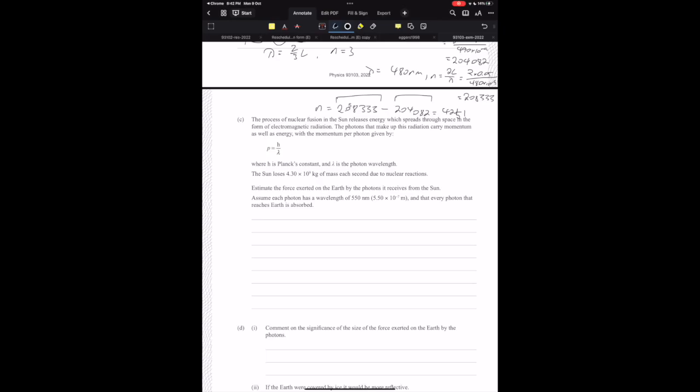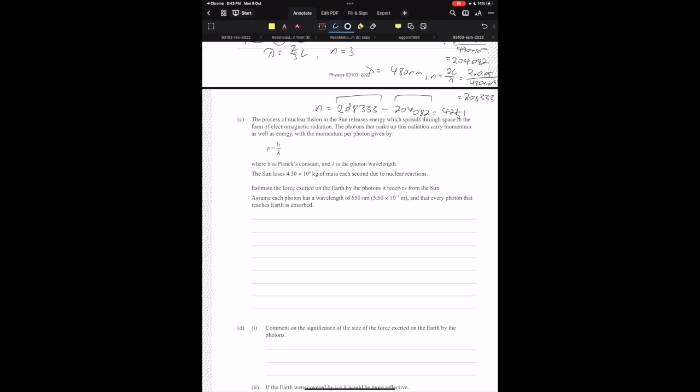So now we move on to part C of question 1. The process of nuclear fusion in the sun releases energy which spreads throughout space in the form of electromagnetic radiation. The photons that make up this radiation carry momentum as well as energy, with the momentum per photon given by P equals h over lambda, where h is Planck's constant and lambda is the photon wavelength.